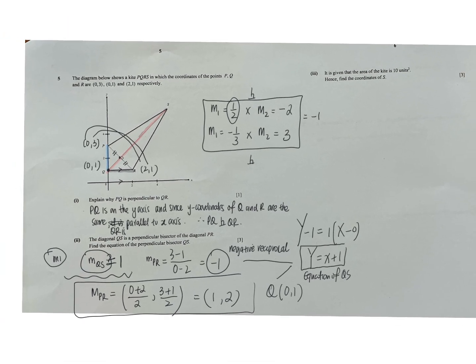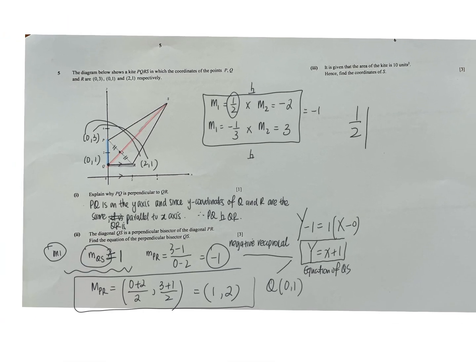Okay, last one. The kite. You use the shoelace method, they tell you the area is 10. So I start from 1 point, any point you choose. So let's say I start from (0, 1), this one. So I start from (0, 1), then (2, 1). Let's call this (x, y). Then I go back to (0, 3). Remember the first point must repeat.